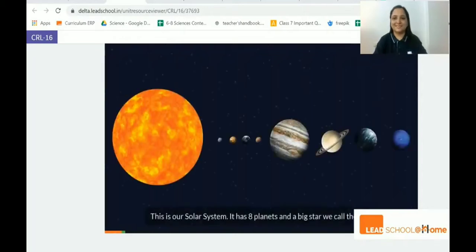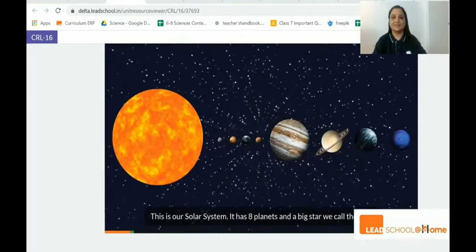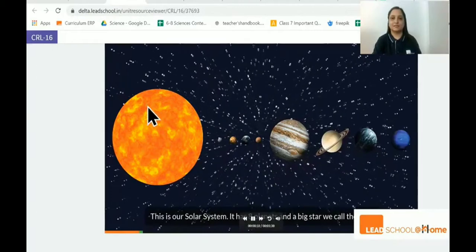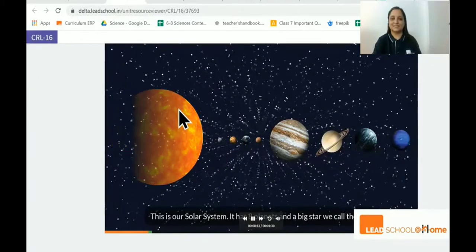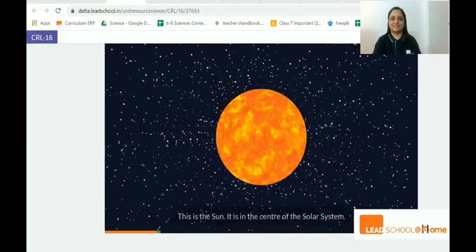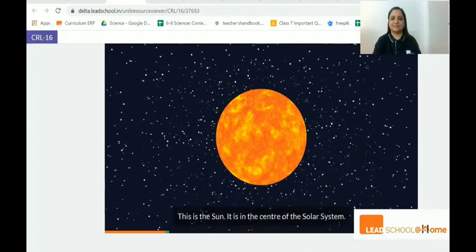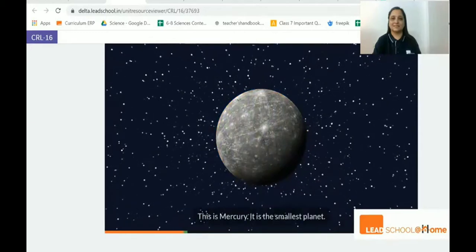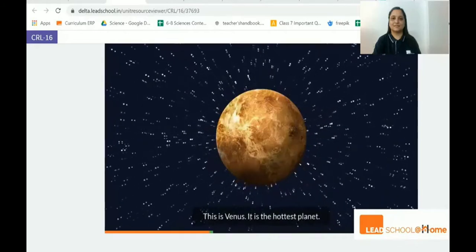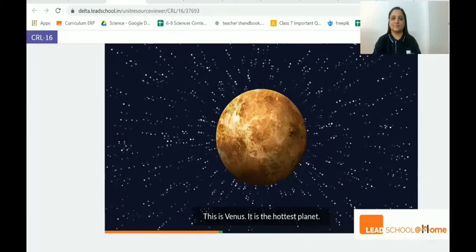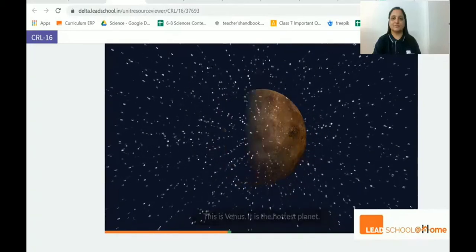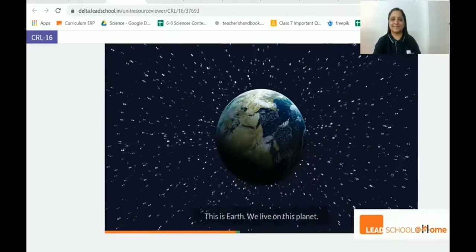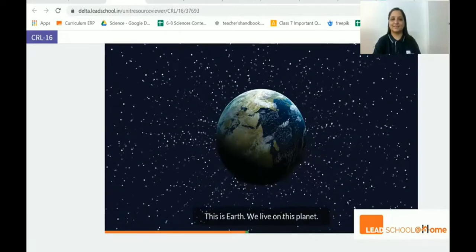This is our solar system. It has 8 planets and a big star we call the Sun. This is the Sun. It is in the center of the solar system. This is Mercury. It is the smallest planet. This is Venus. It is the hottest planet. This is Earth. We live on this planet.